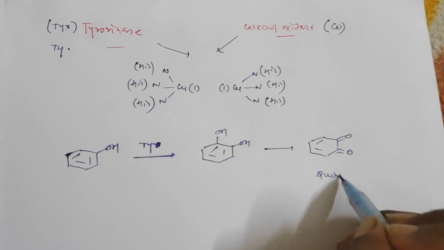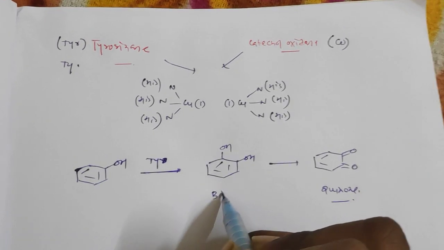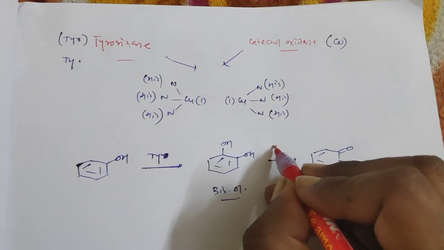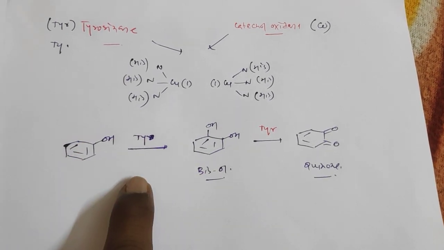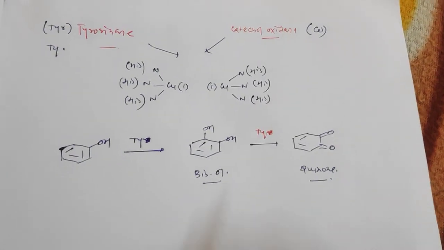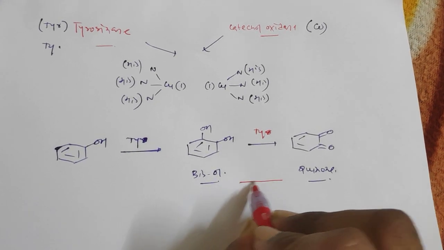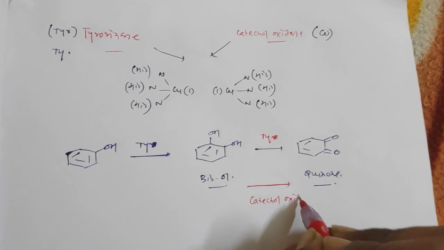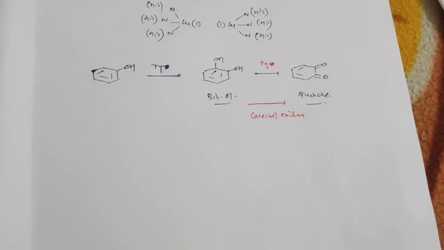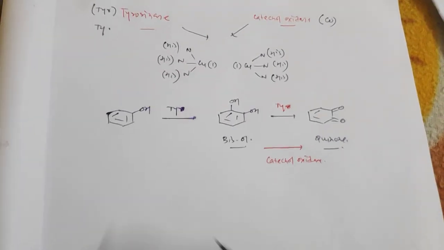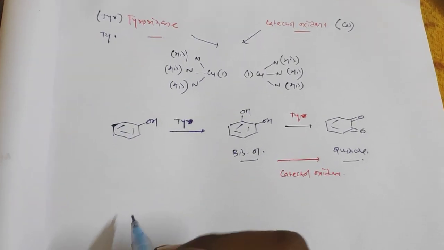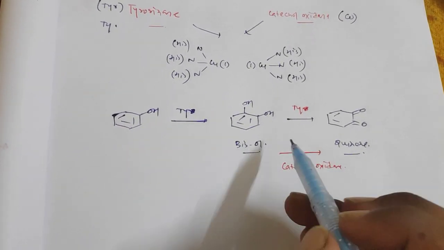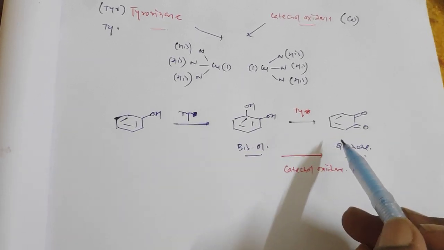So this is the quinone. Both reactions are catalyzed by tyrosinase, but the last step is only catalyzed by catechol oxidase. To differentiate between them, tyrosinase catalyzes the whole reaction from phenol to quinone, but catechol oxidase only catalyzes the reaction from catechol to quinone. So the substrate is different.